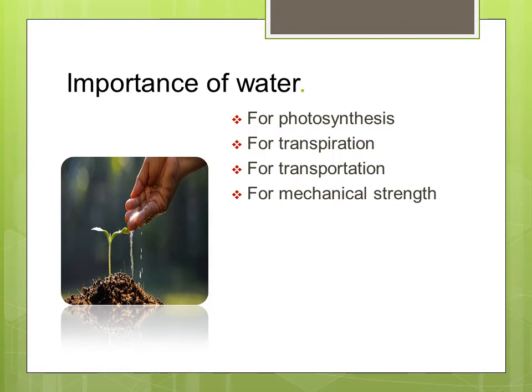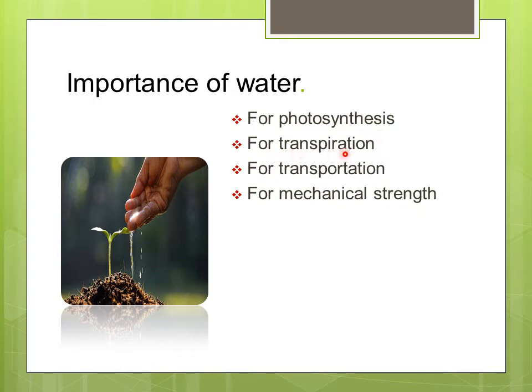Now here we all know about the importance of water for a living being, whether it is a plant or an animal, but specifically the importance of water for plants we will be discussing here. If water is important for plants, in what ways? First we will take photosynthesis. In photosynthesis, water is used as a raw material for the synthesis of glucose. So we all know that for photosynthesis, water is used as a raw material.